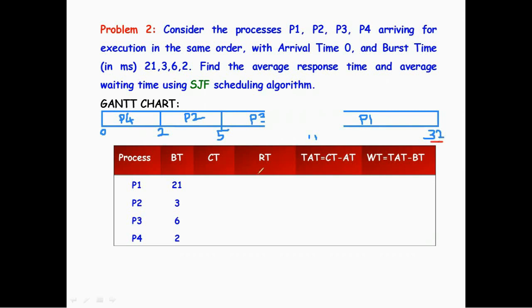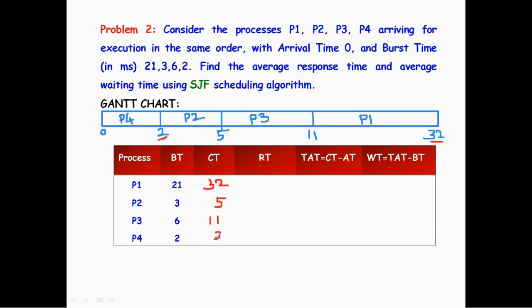The completion time of process P1 is 32. So here we represent as 32. The completion time of P2 is 5. So represent here as 5. Again from the Gantt chart, the completion time of P3 is 11. So let me represent here as 11. Then the completion time of P4 is 2. So here it will be 2.